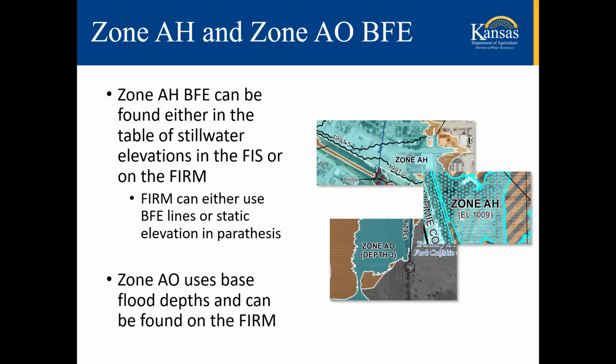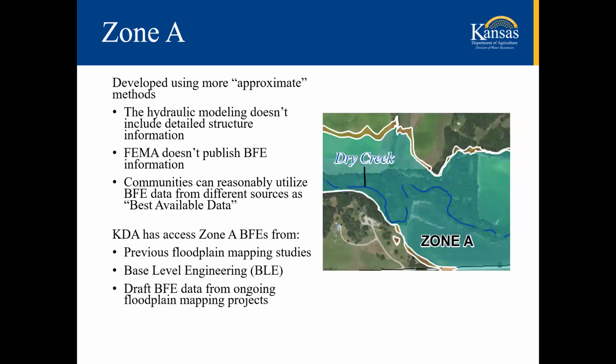So they're simple to find. There's no calculating to do, but again, these are being phased out on new maps, so you're likely to see less and less of them. So zone AO are approximate floodplain. So the modeling doesn't include the detailed structure information, and those base flood elevations are not published.